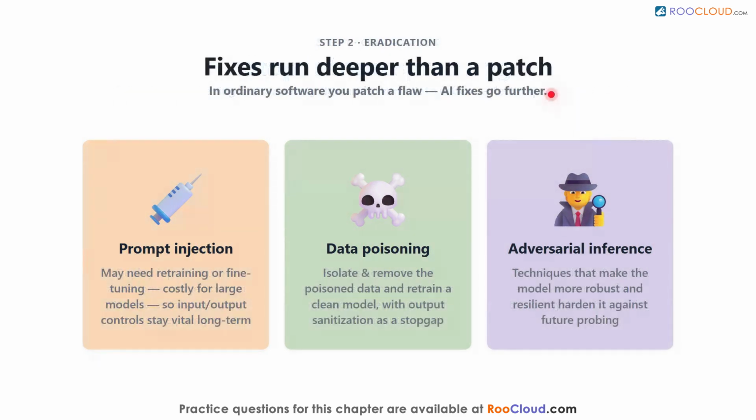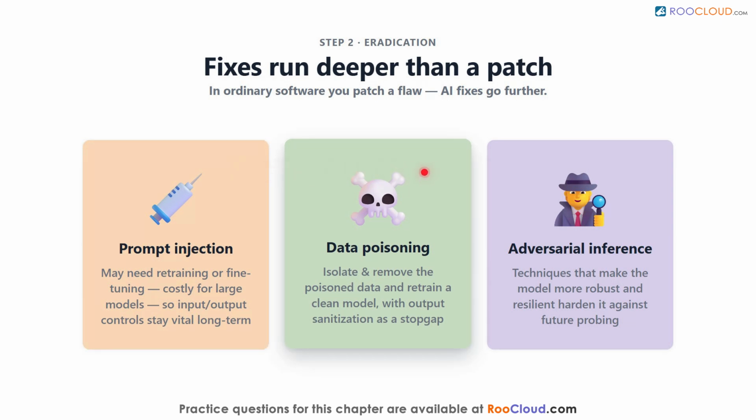The second step is eradication, removing the threat entirely. And this is where AI gets especially difficult. In ordinary software, you patch a flaw or change stolen credentials, but AI fixes run deeper. For prompt injection, the model may need retraining or fine-tuning to resist it, which can be impractical and costly for large models, so input and output controls remain vital long-term defenses.